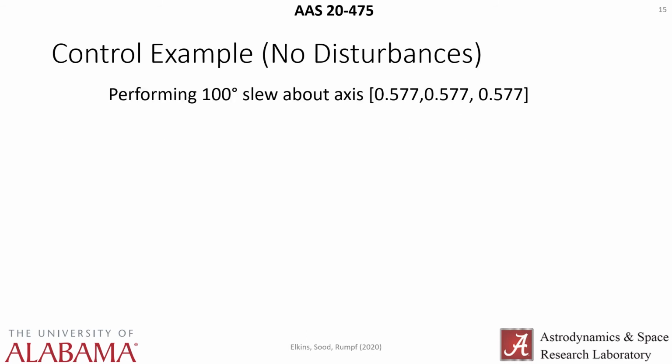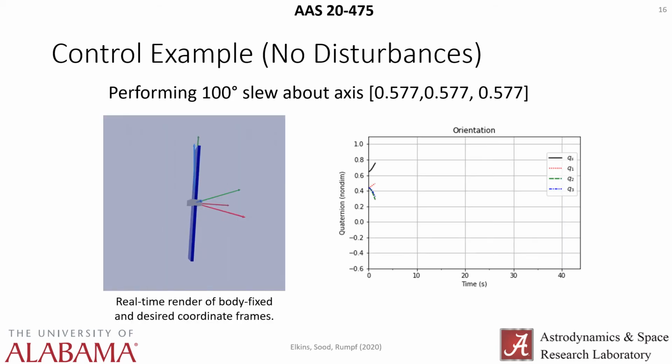So here I'll go through some control examples and visualize what the agent is actually doing in the environment. This one was with no disturbances. The first test that I picked was performing a 100-degree slew about the axis that is equal parts in the first octant. And here we have a real-time GIF render of the spacecraft on the left with the orientation in real time as well on the right.